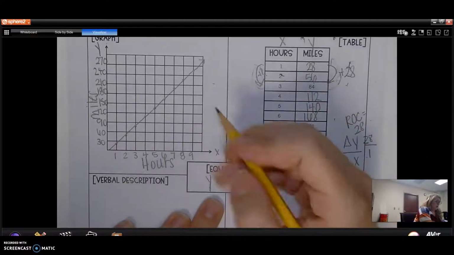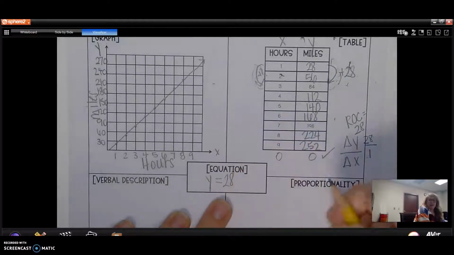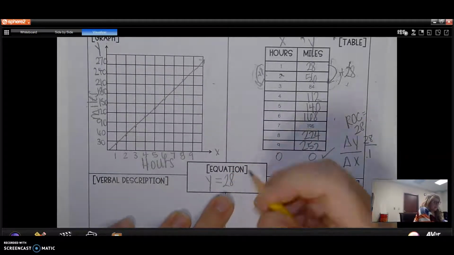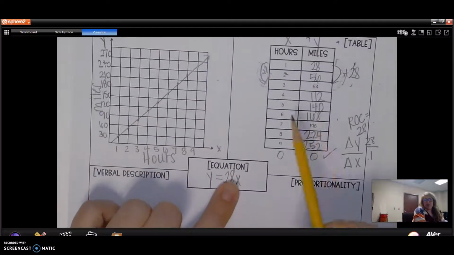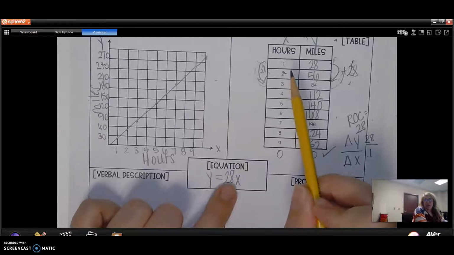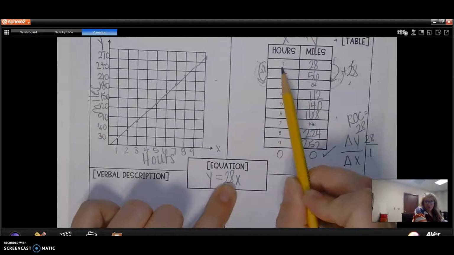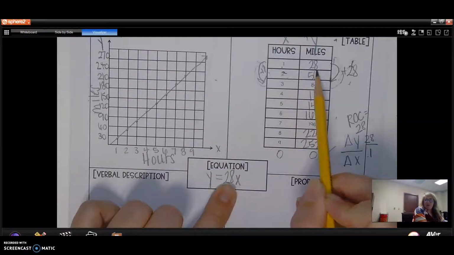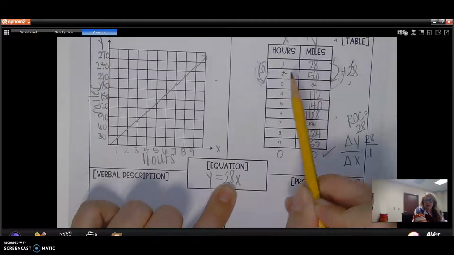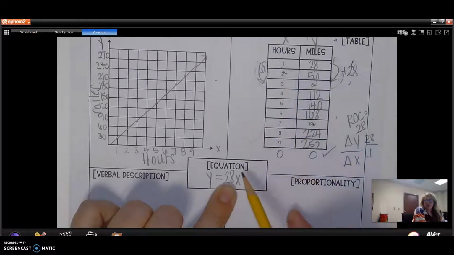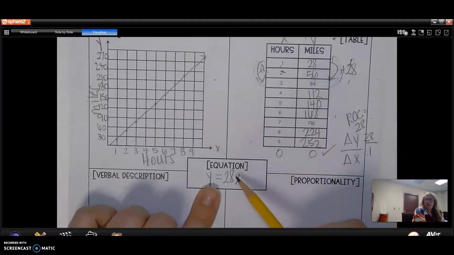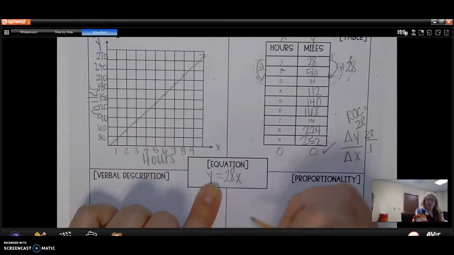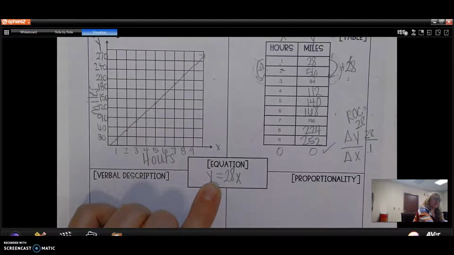So remember, I represent that right here. It's going to be my coefficient. 28 times my X is going to give me Y. So let's plug in a value. 28 times 1 will give me my Y value of 28. 28 times 2, if I plug in 2 for my X, is 56, which is my Y value here. So my equation would be Y equals 28X.